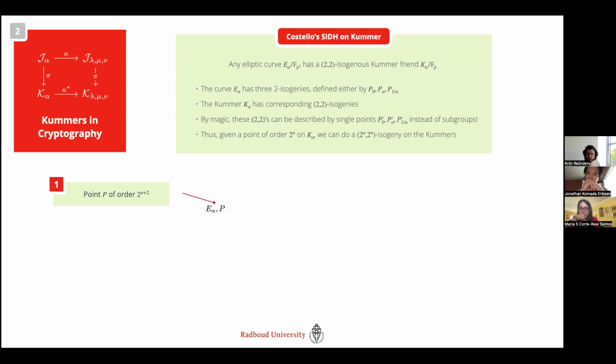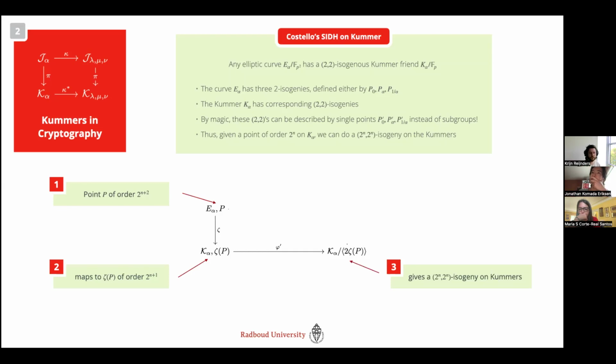And so if we have a point of order 2^n on K alpha prime, we can also do a 2^n to n isogeny on the Kummers, because we can do that in steps of 2 at a time. And then the surprising part is that these sort of match up. If I do a 2-isogeny on the level of elliptic curves, it will match up to the same 2-2 isogeny on the Kummers somewhat. So now imagine that I start out with a point P of order 2^(n+2) on E alpha, and I map this down to this Kummer surface K alpha, this friend. It's a 2-2 isogeny. What this means in this case is that we get a point of order 2^(n+1) on the Kummer surface. And this, with the formulas that we have, allows us to do a 2^n isogeny.